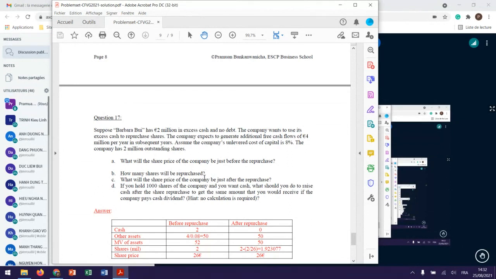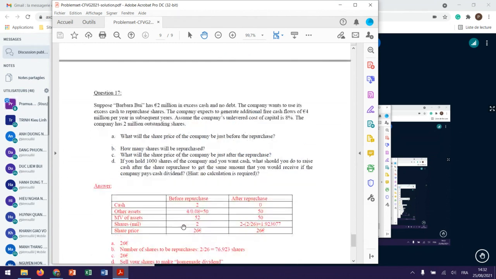Obviously you're going to use the market price of the share, which is 26. So you want to use 2 million divided by 26. The amount that you're going to repurchase, 2 divided by 26, goes to 76.92 thousand, or 76,923 shares. What will be the share price of the company just after the repurchase?